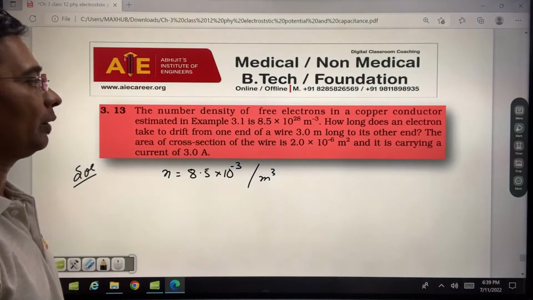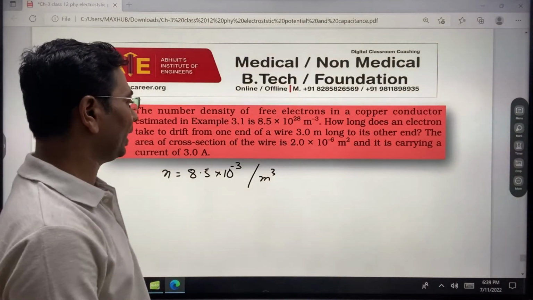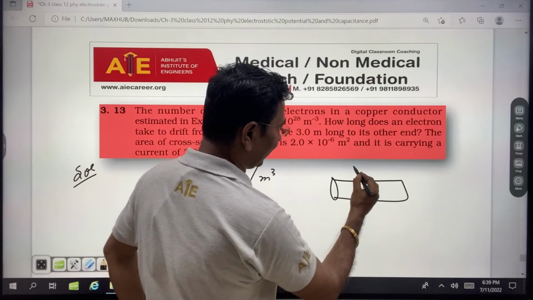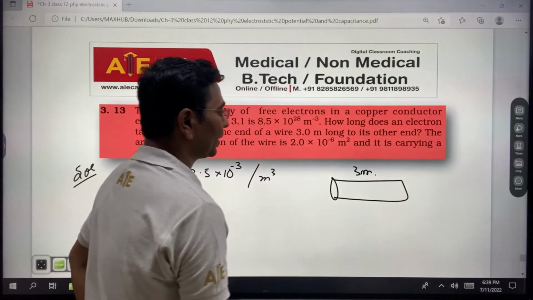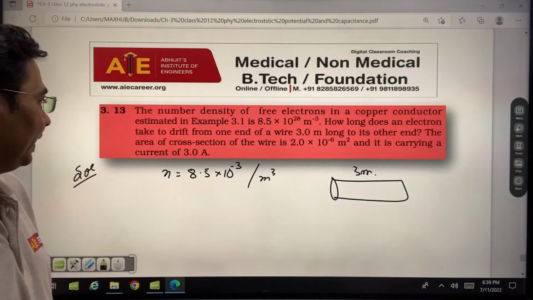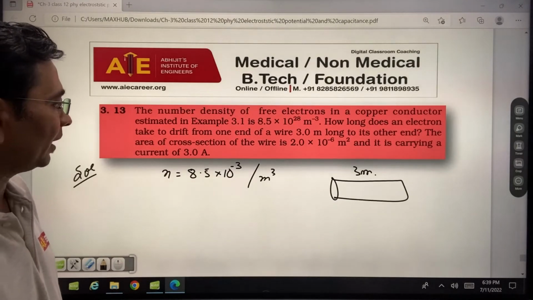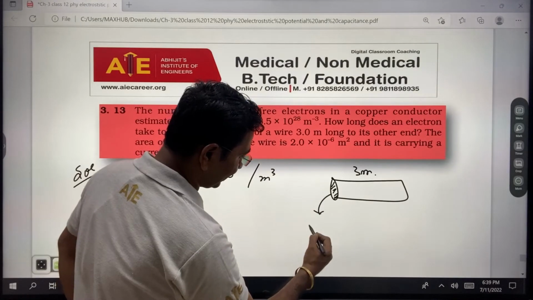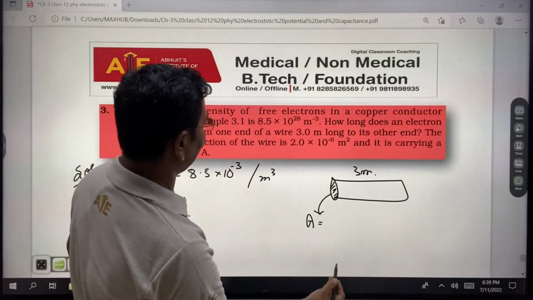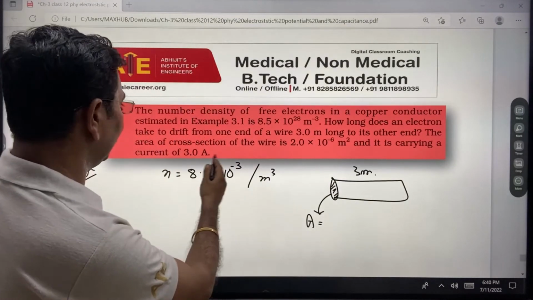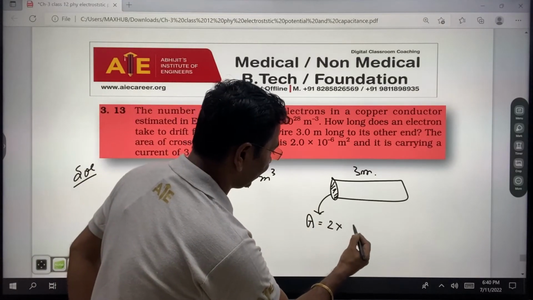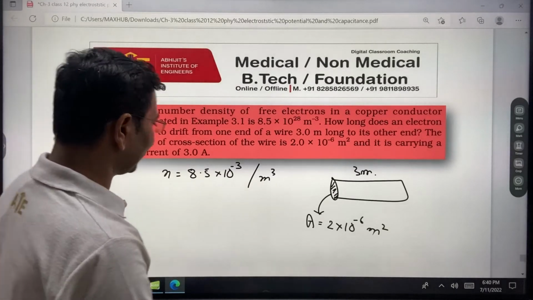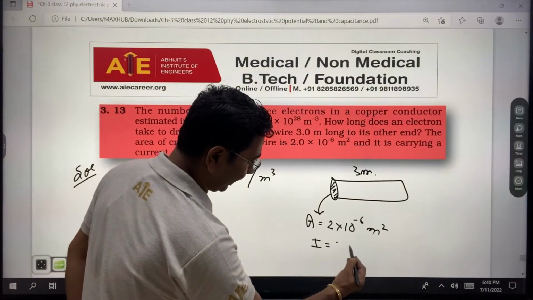Okay. How long does an electron take to drift from one end of the wire of 3 meters? So 3 meters. कितनी समय लगती है? 3 meters. Okay. Long है ये. To the other end. The cross section area A of the wire is, so A is equal to कितना? So A is given as cross section area, लिख लो आप प्लीज 2 into 10 to the power minus 6 मीटर में है, बहुत अच्छी बात है ये. And it carries a current of 3 ampere. So current is equal to 3 ampere.